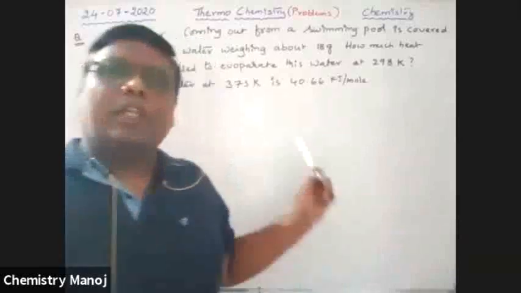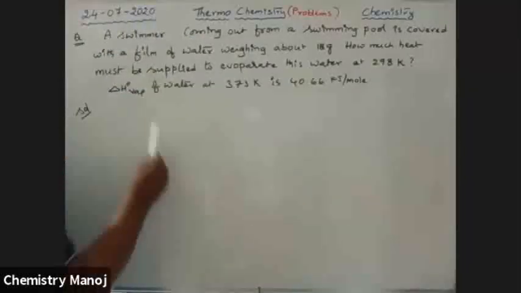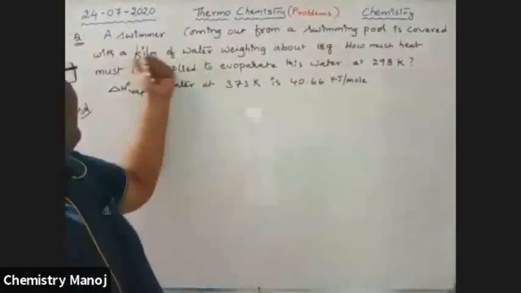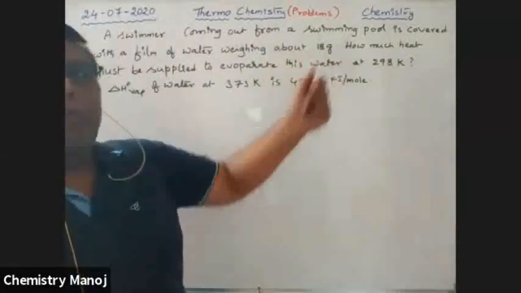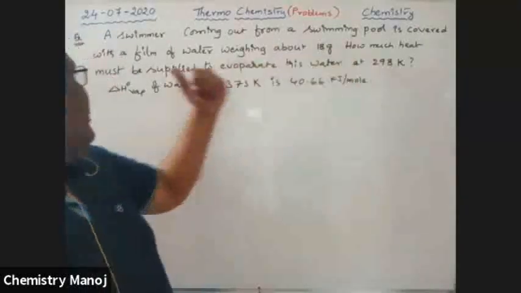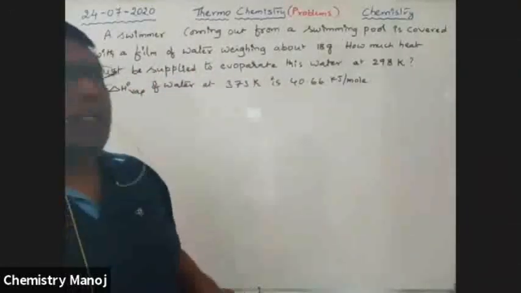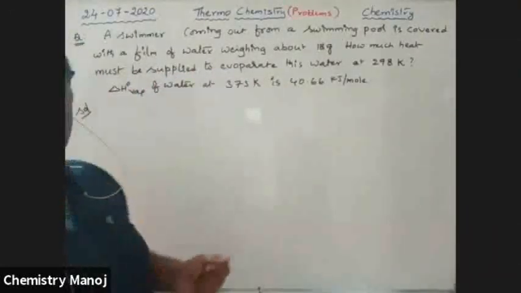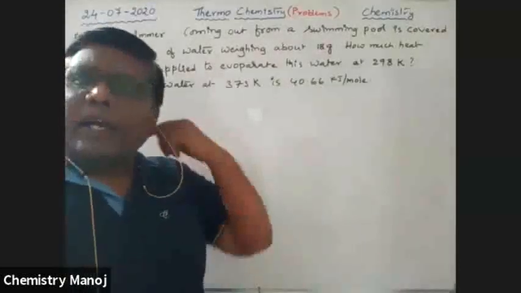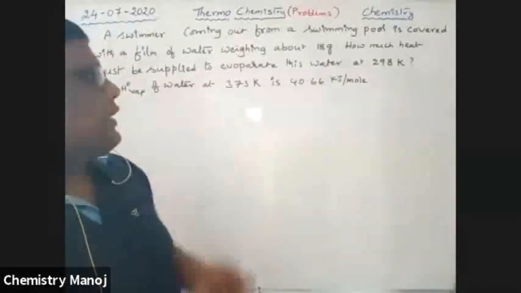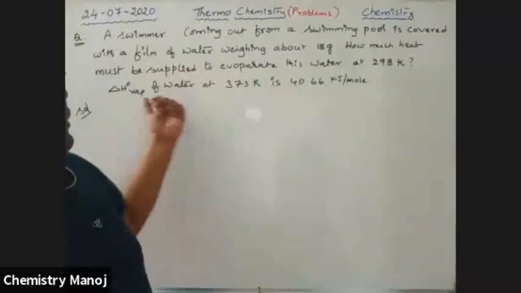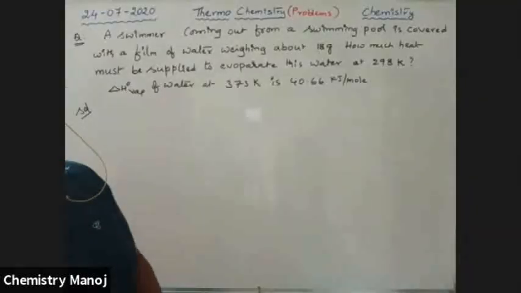Okay, see the problem. A swimmer coming out from the swimming pool is covered with a film of water weighing about 18 grams. How much heat must be supplied to evaporate this water at 298 Kelvin? Generally water is evaporated at 100 degrees centigrade, that is 373 Kelvin. At that temperature, the enthalpy of vaporization is given to you.